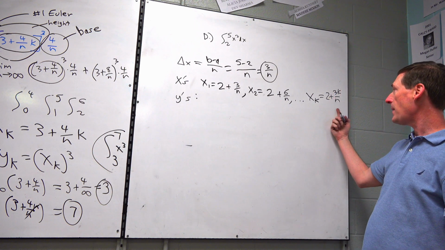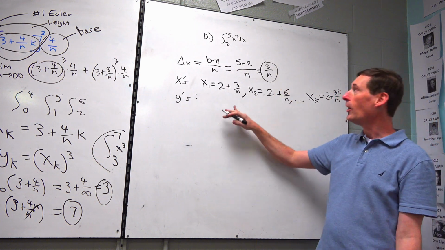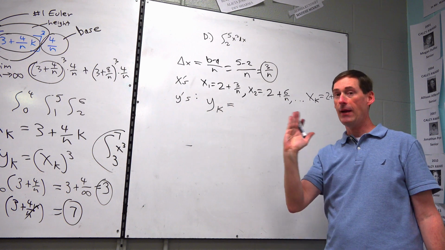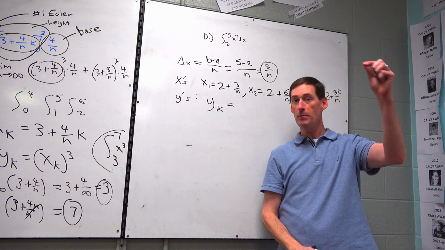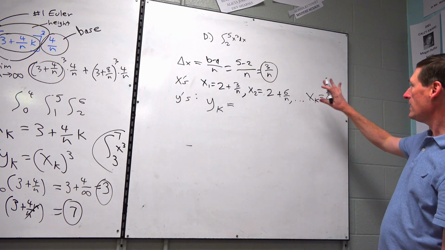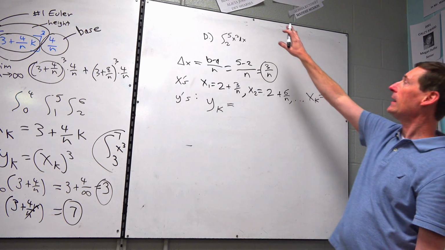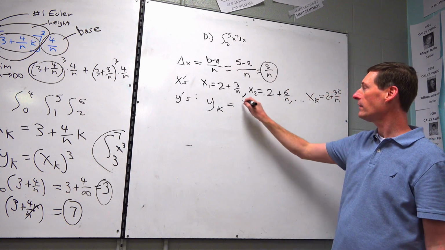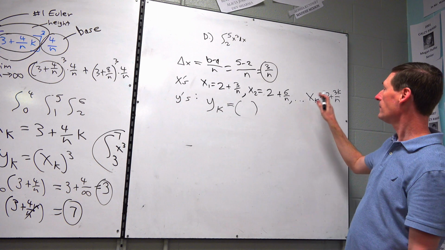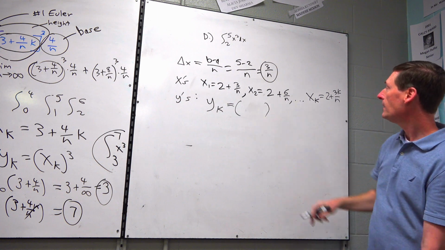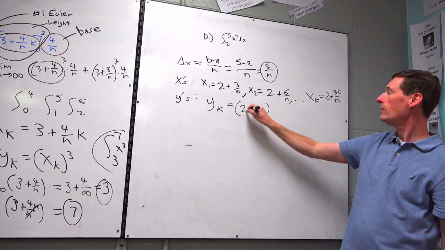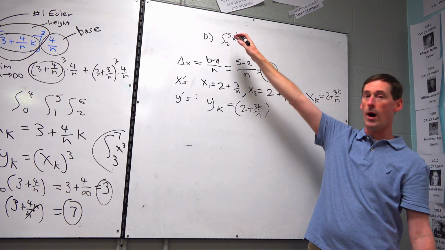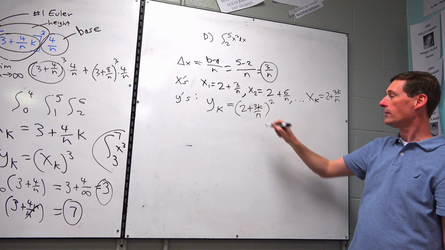You just kind of see the pattern of the x's, and then you say, oh, for every y sub k, at every point, the height of the building would take the x and plug it into the original function, x squared. So instead of x squared, let's go ahead and plug it in. Let's call it 2 plus 3k over n quantity squared. So see what I did there?